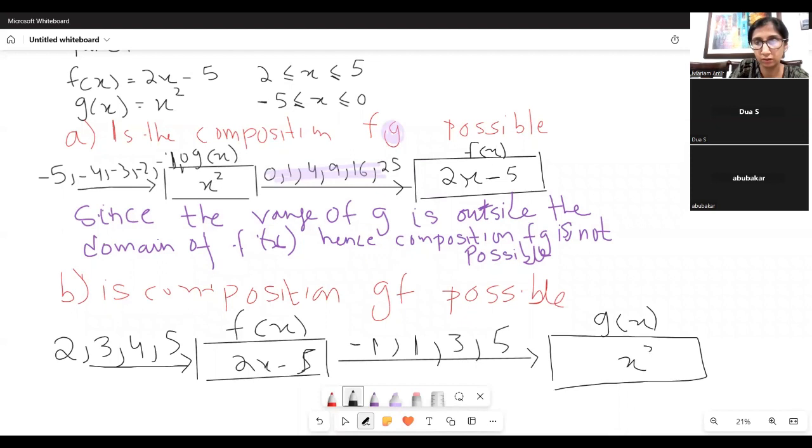g(x) is x square. Can -1, 1, 3 and 5 be fed to g(x)? It is partially out of the domain. -1 can be fed to it, because that is the input of g(x). 1 cannot, 3 cannot, 5 cannot. So no. The output of f(x) is partially outside the input of g(x), which we write as: the range of f(x) is partially outside the domain of g(x).